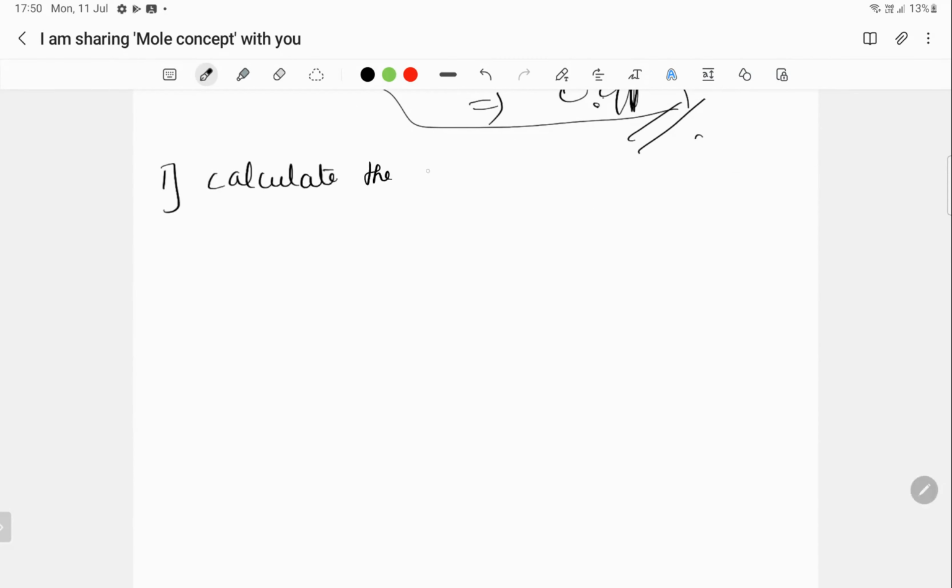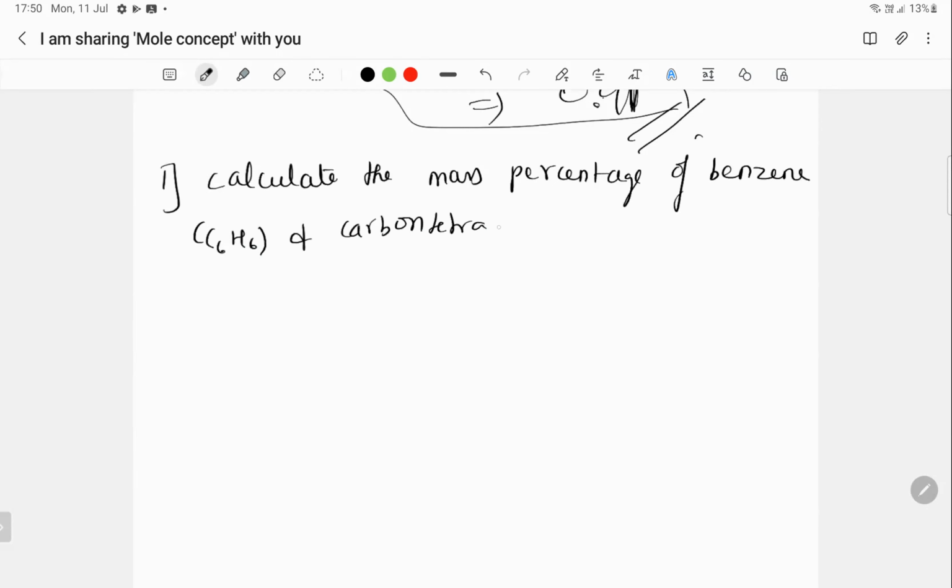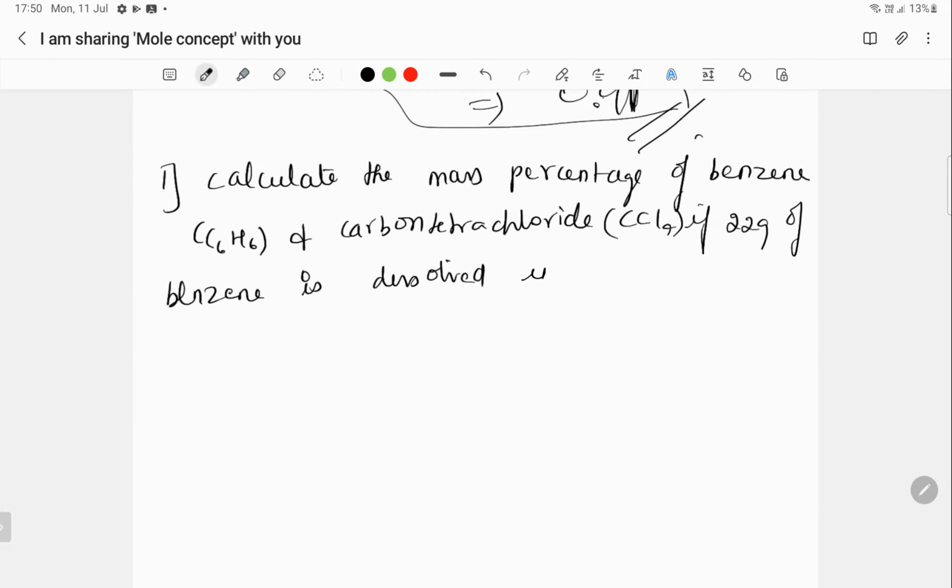Calculate the mass percentage of benzene, C6H6, and carbon tetrachloride, that is CCl4, if 22 gram of benzene is dissolved in 122 gram of carbon tetrachloride. This is your question.